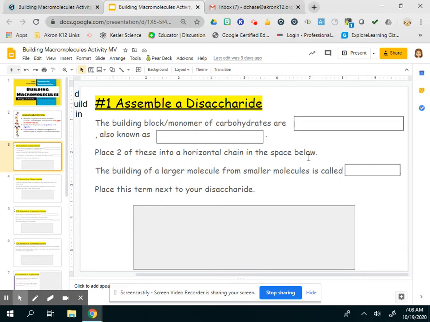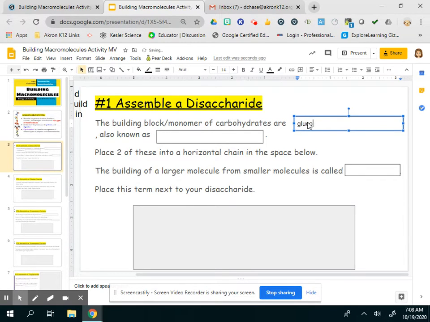All right, so now we're talking about carbohydrates here. The building block or the monomer of carbohydrates are, and you're going to type in, hopefully you remember that it's glucose. And they're also known as, so it doesn't just have to be known as glucose, they could be monosaccharides, and you can reverse these, you know, if you remember them differently.